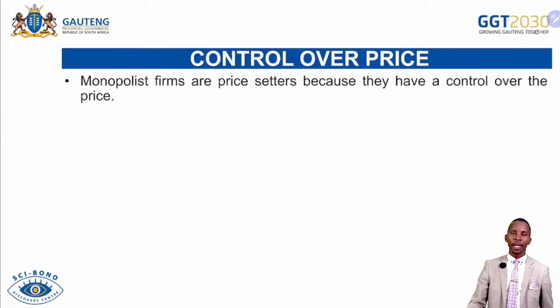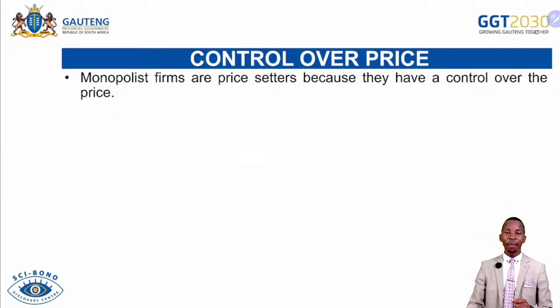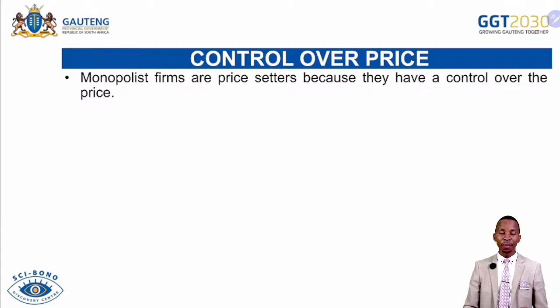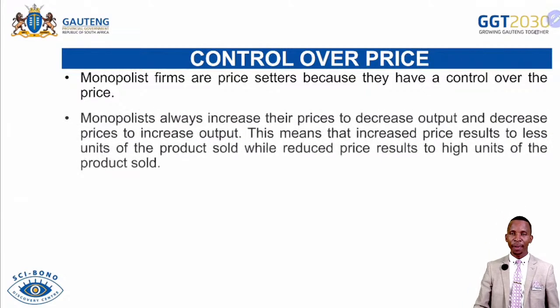Control over the price. Monopolies are price setters. A monopoly firm determines its own prices. For the firm to set the price, it looks at the output it is willing to produce, and then sets the price. Monopoly firms are price setters because they have control over prices.